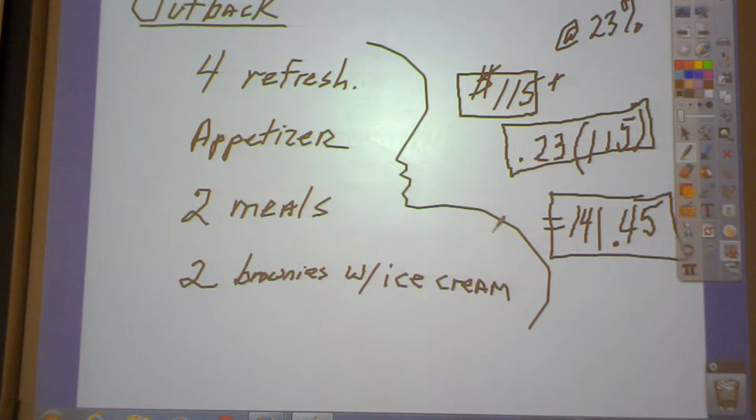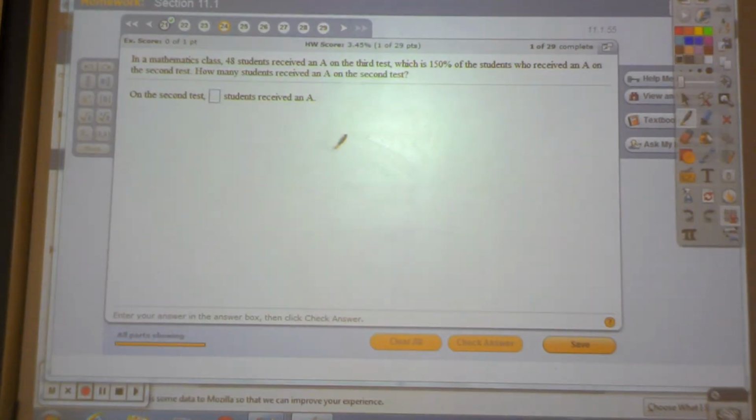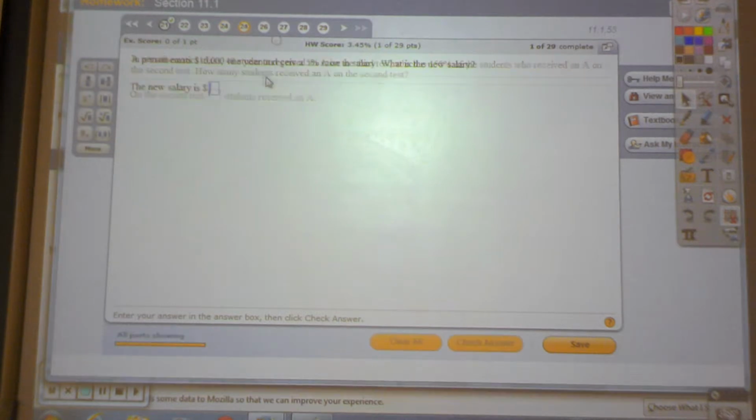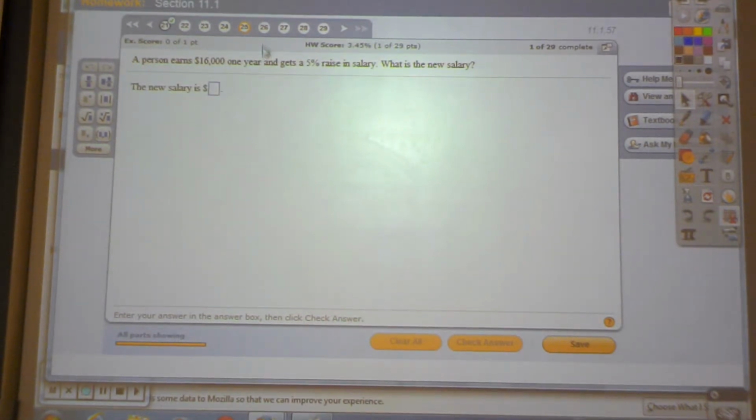Excuse me, sorry. Not forgiven. All right, let's find another homework problem. Item 11.1. A person earns $16,000 in 1 year and gets a 5% raise in salary. What is his new salary? Do that one.